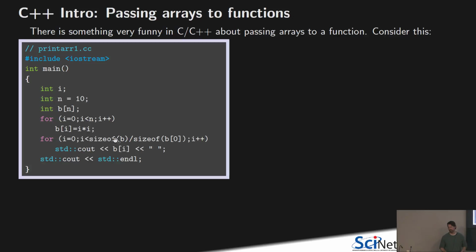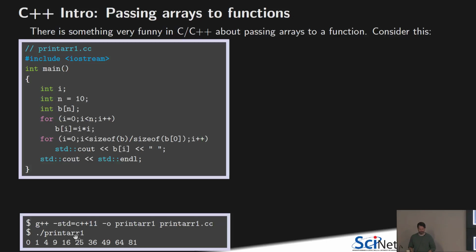So sizeof b will tell me how many bytes there are in this array, but I want to know how many elements there are. So if I divide how big it is in bytes by how big each of the elements is, I will get how many elements there are. This is just a different way of doing this. It can be useful sometimes, especially if you don't quite remember what n was, and it isn't as close in the code as it was once. This is a way to determine the size of an array. So if I compile it and have it print this, it'll print the squares up to 81.